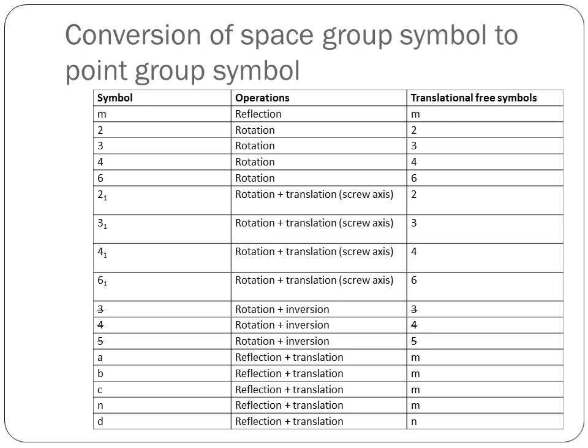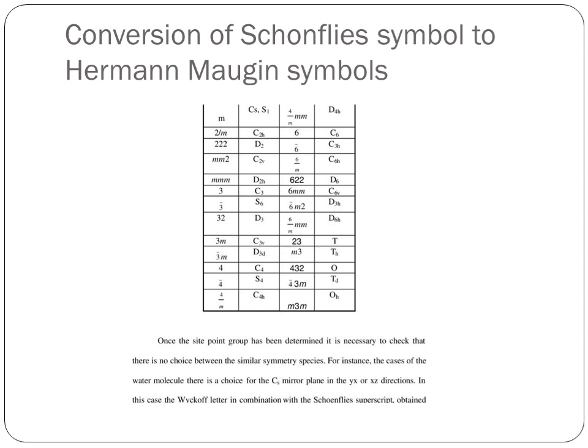So we can see that for the external symmetry, the symbol will be the same as in the space group. Translation free symbols will be the same as those symbols. And for screw axes and glide planes, we are changing the translation. Okay. Then the next one is the conversion of Schoenflies symbols to Hermann symbols.